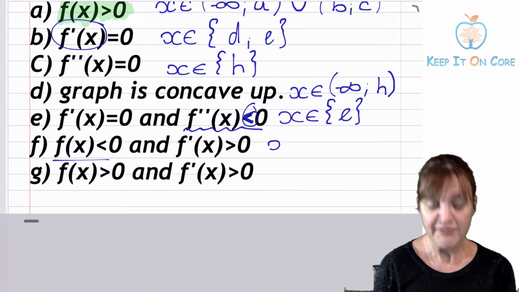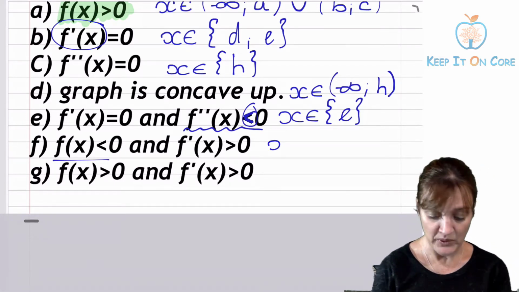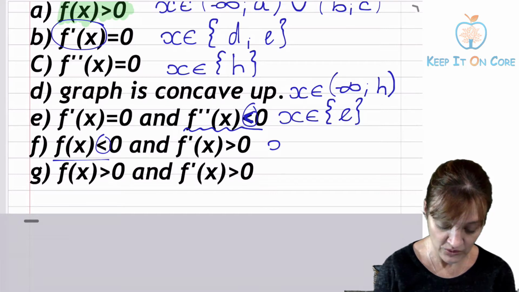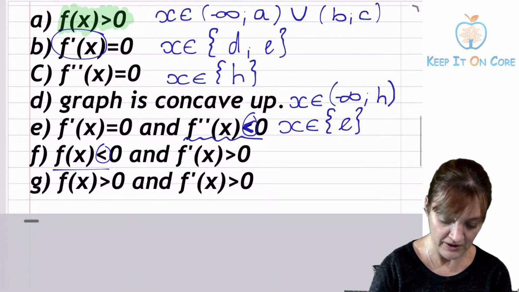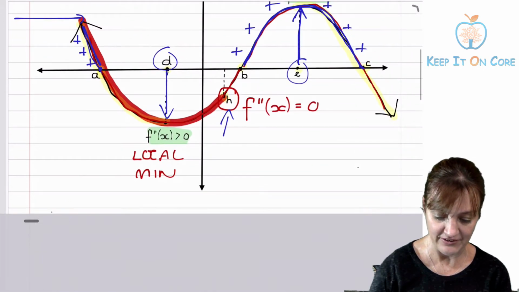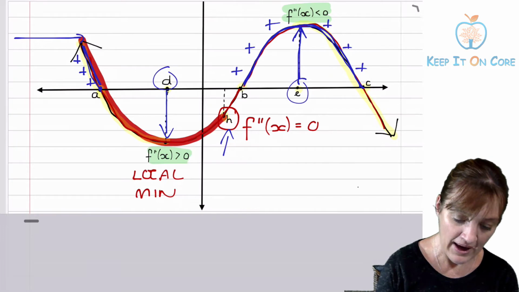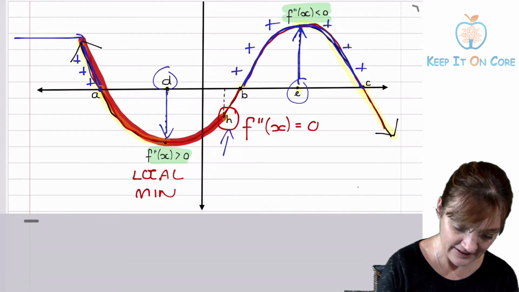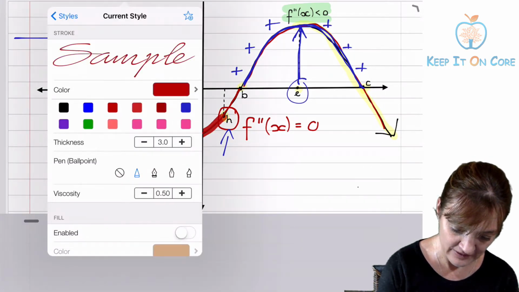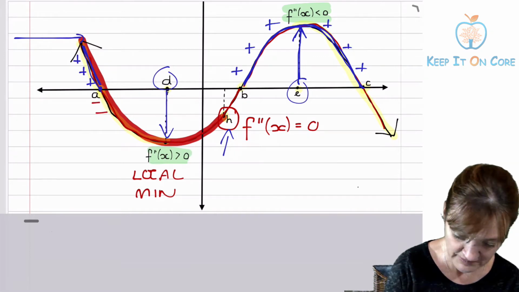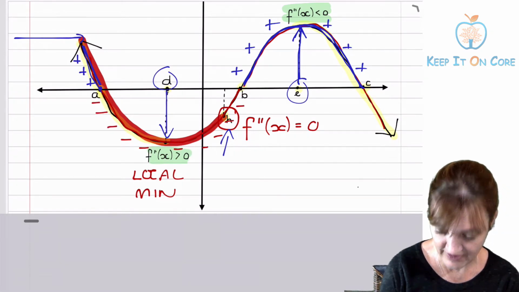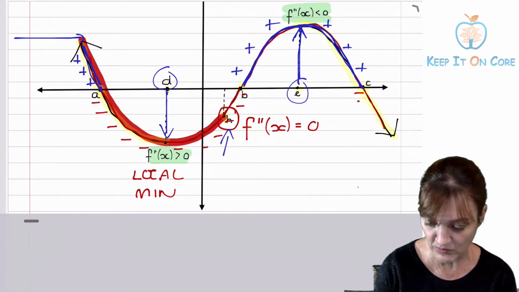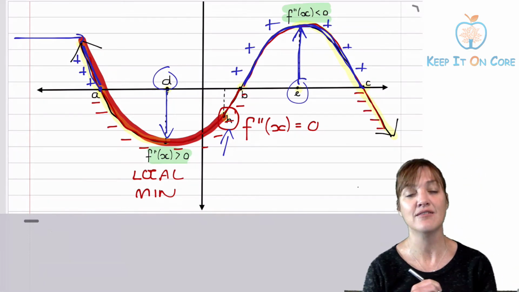Where is, okay, f of x is just y. So where is y less than 0 and my derivative greater than 0? So let's start with this. Where are my y values less than 0? These are all my less than 0 y values. These are all my negative y values all the way along here, those are all my negative y values as well as over there.